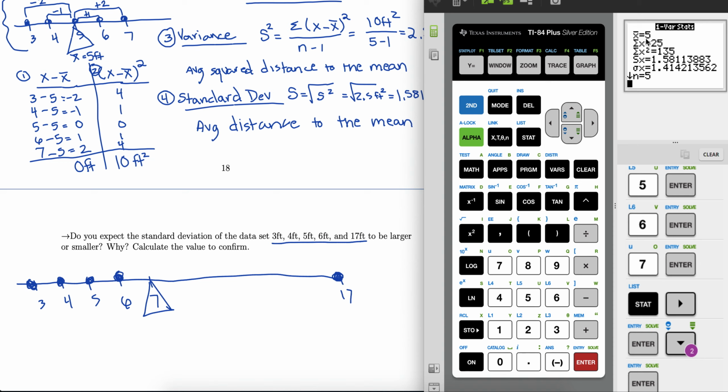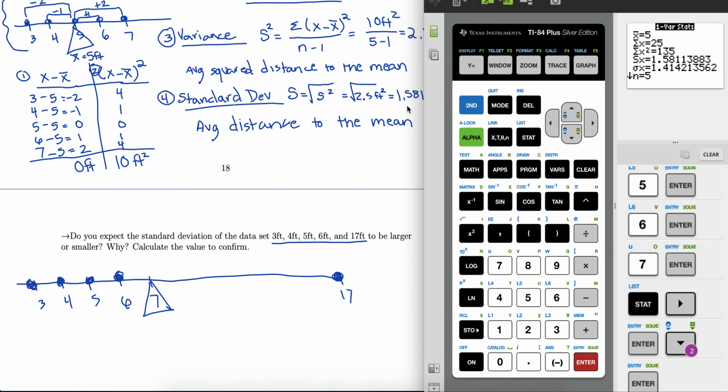You'll notice the mean here is 5, which is the mean we had for the first data set. And then you'll see some other things we're not going to be using, but you'll notice Sx. That's the standard deviation, Sx. And it's 1.5811, which is exactly what we got over here when we were doing that by hand.